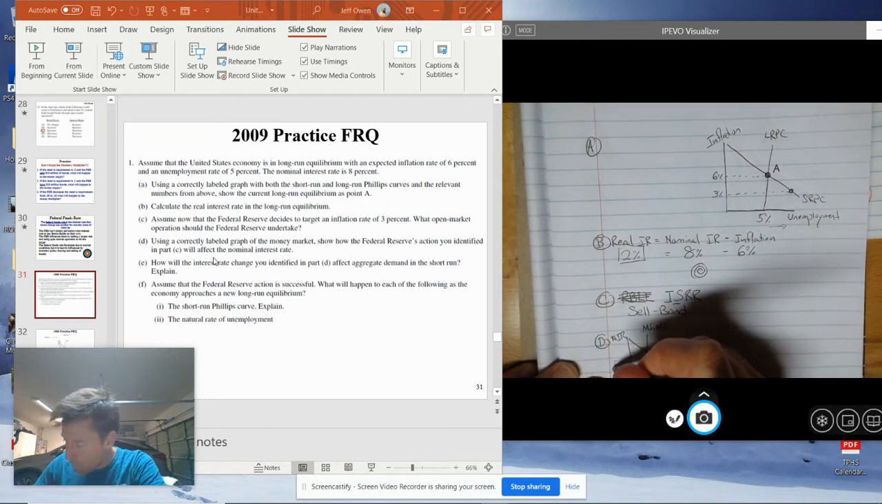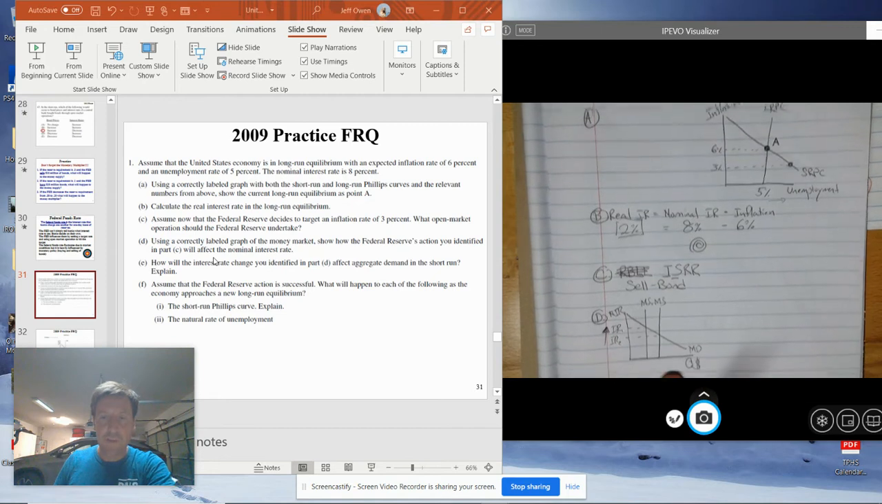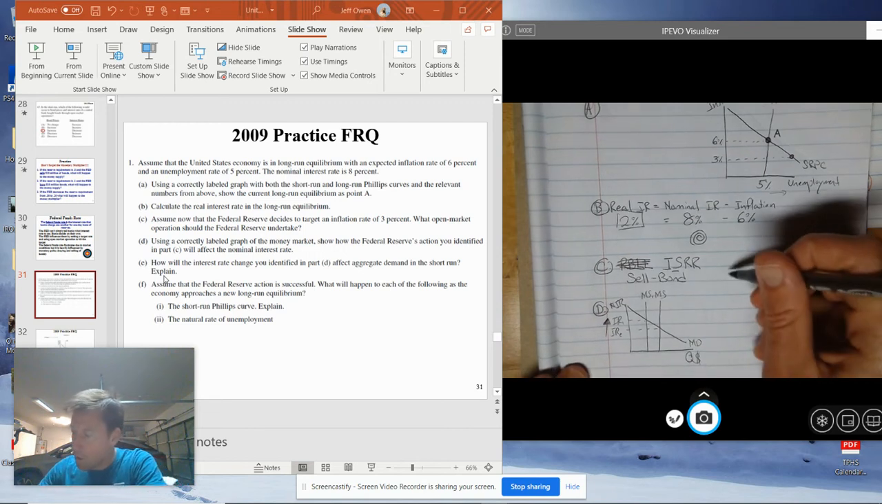So we went from the equilibrium interest rate to interest rate 1. We decreased the money supply, which increased the interest rate. All right. How will the interest rate you identified in part D affect aggregate demand in the short run? Explain. All right, so part E.